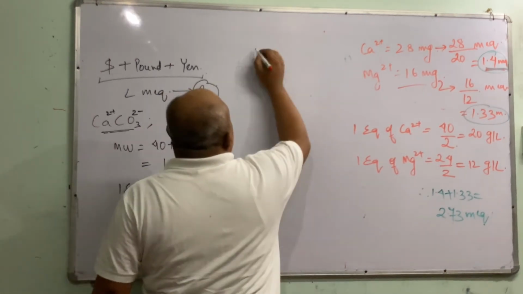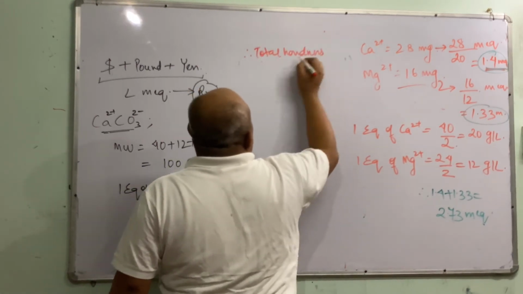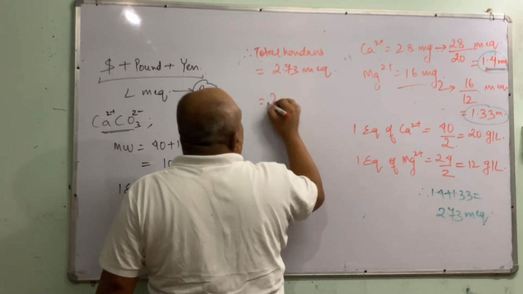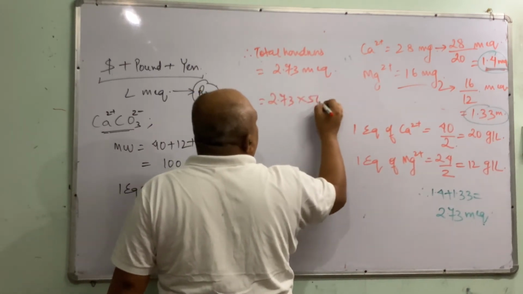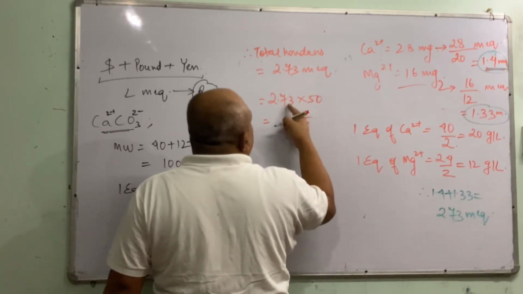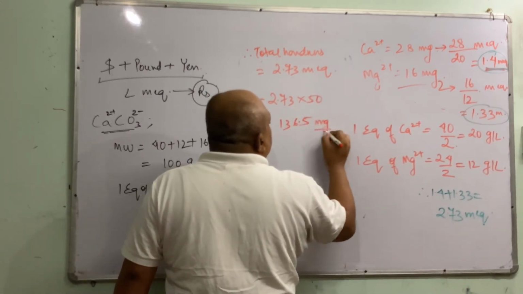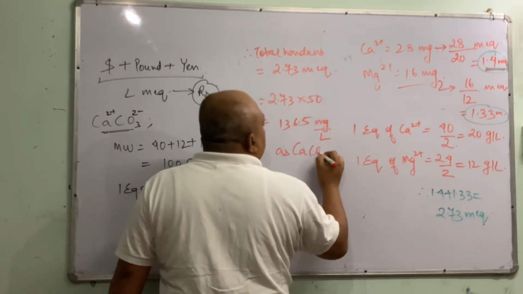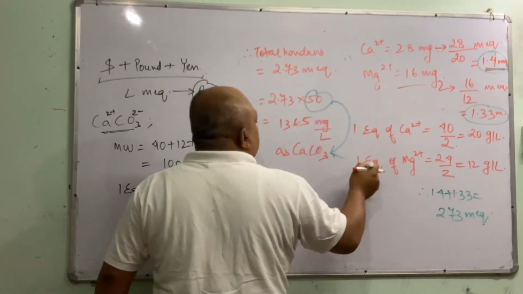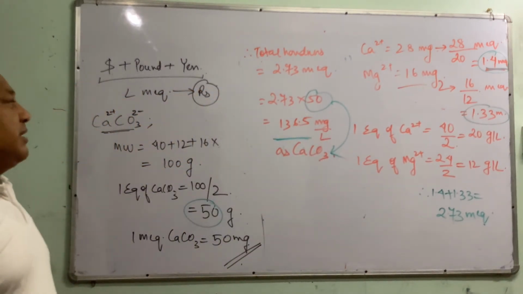So the total hardness is 2.73 milli equivalent. Now we have to convert 2.73 into 50, which is 136.5 milligram per liter as calcium carbonate, because this 50 is the equivalent weight. So the total hardness is 136.5 milligram per liter as calcium carbonate.